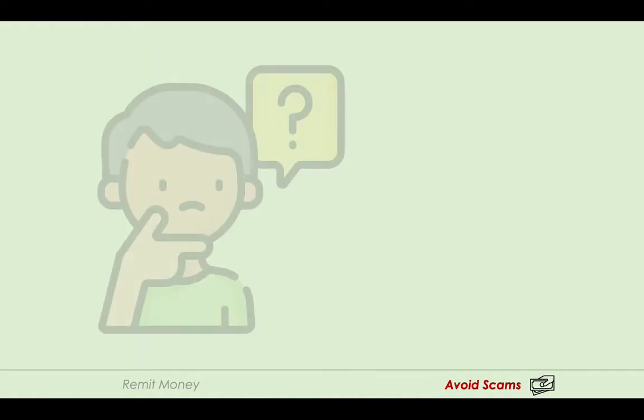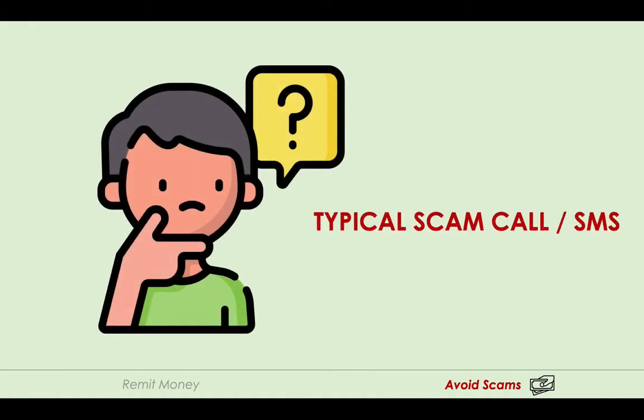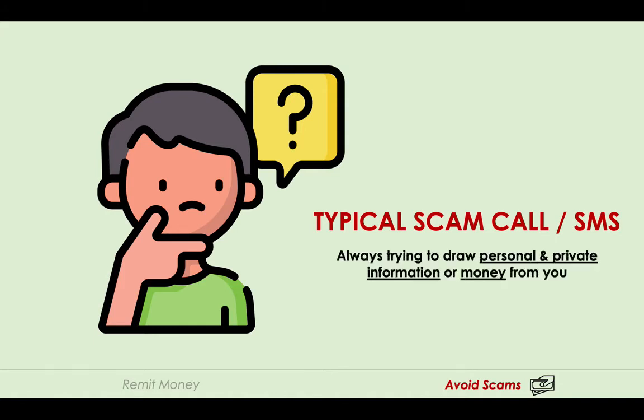If this sounds familiar, that is because this is a typical scam call or message, where the sender is trying to trick you into investing some form of money with them. Know that they're always trying to either draw personal and private information or some amount of money from you. If you are afraid you may not know how to identify such a call or message, don't worry, because we have 4 key pointers to take note of every time you suspect something is wrong.